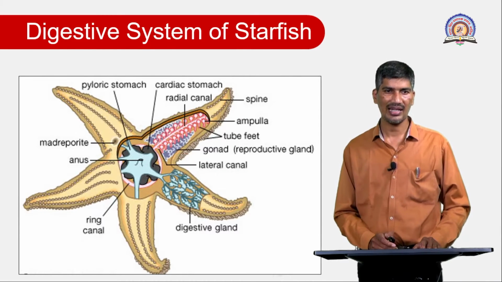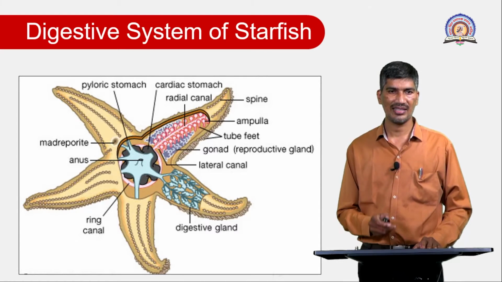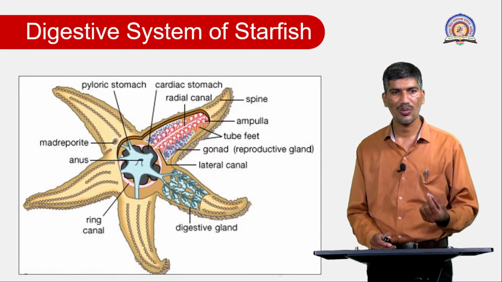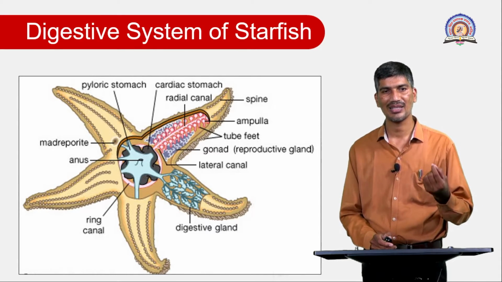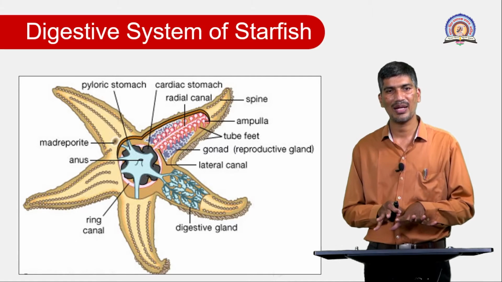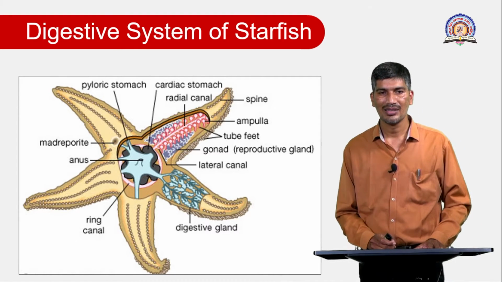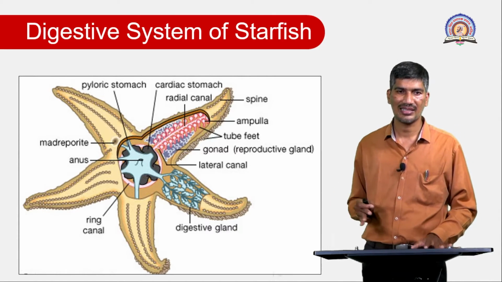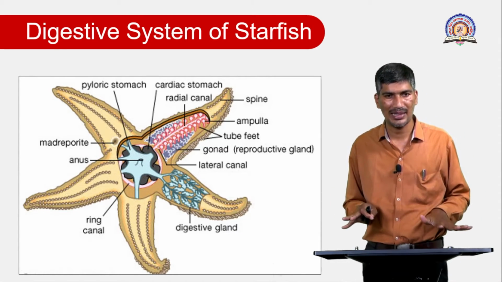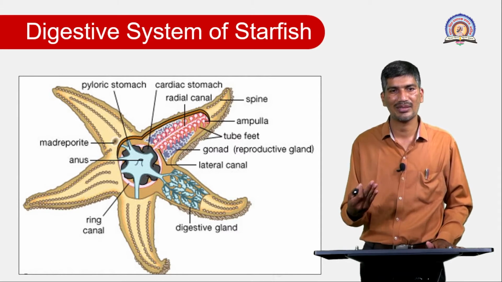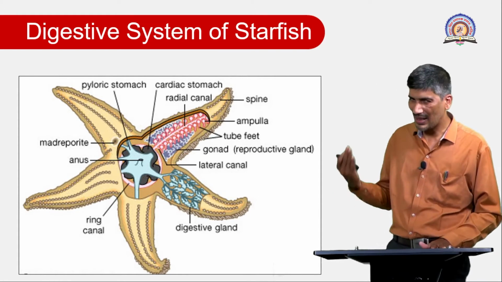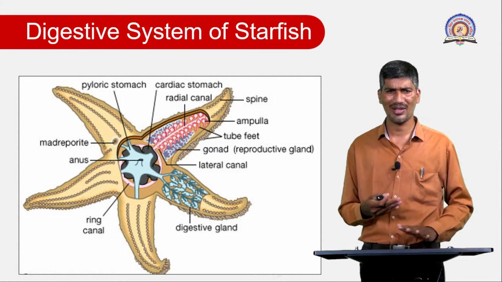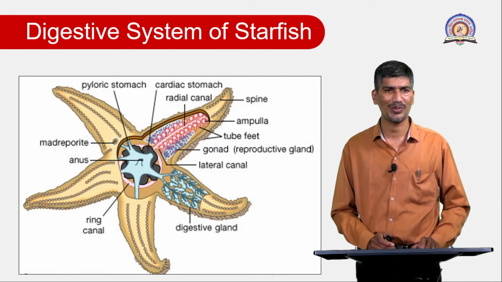Here we see a very clear picture. In the central portion we see a small opening, the anus, as in the previous slide. Then the pyloric stomach, which extends as the digestive gland. In each arm the digestive gland is expanded. At the center we can see a black portion, which is known as the cardiac stomach. The other parts we already discussed in the previous external morphology of starfish.